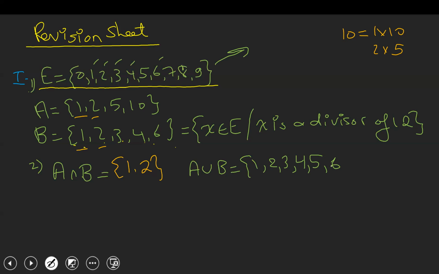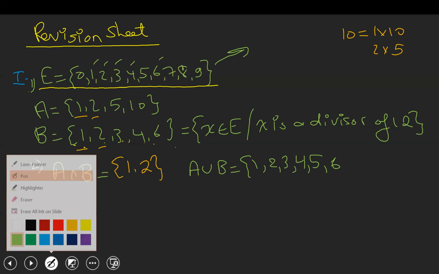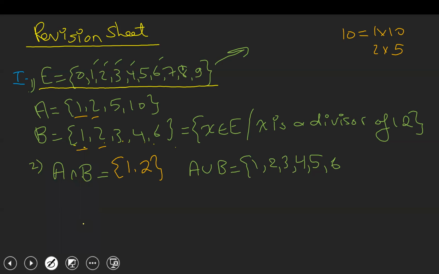Why didn't anyone point out that we have a mistake? Here we have a mistake, because we said X is a divisor of 10. Right, 10 is a divisor, but 10 is not found in E. So A here must be only 1, 2, 5. So here, finished, A union B. There is no 10 in A.